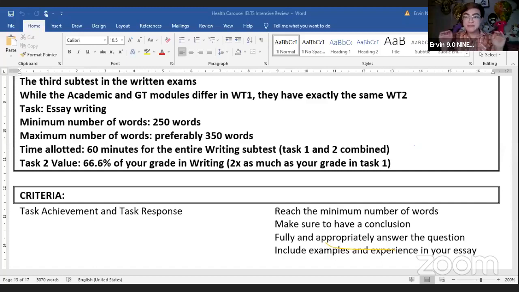9.0 in writing is not something that everyone gets. And how often is 9.0 in writing given? Just once a year. You might want to ask, how many people get 8.0 in writing? 1% of the population. So let's not be too ambitious. Okay, let's not be too excited. Okay, I have a chance in getting 8 in writing. Okay, you have 1% chance in getting 8 in writing.